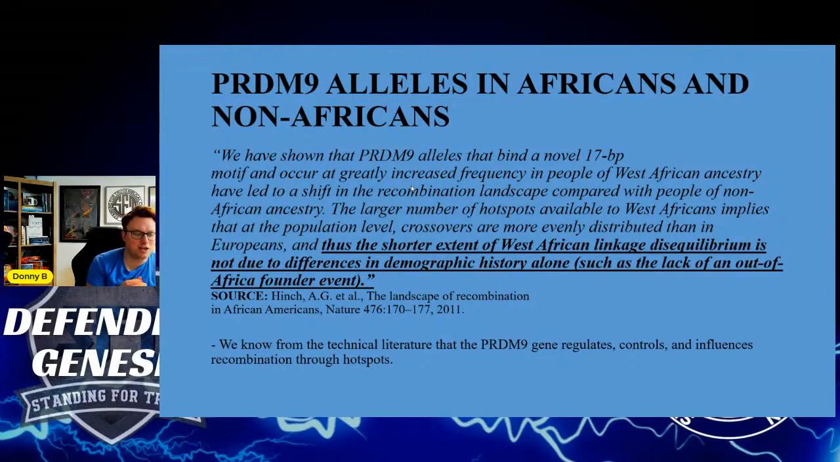And because PRDM9 elements are drivers of genetic landscapes, and more recombination per generation means a population therefore has the ability to harbor more genetic diversity, well, populations undergoing more recombination will consist of what? More pieces of DNA. And notice this, the landscape of recombination. It talks about how the larger number of hotspots available to West Africans, it's talking about the PRDM9 alleles, and they occur at greatly increased frequency in people of West African ancestry, have led to a shift in the recombination landscape compared with people of non-African ancestry. Thus, the shorter extent of West African linkage disequilibrium, notice this, is not due to differences in demographic history alone, such as the lack of an out of Africa founder event.